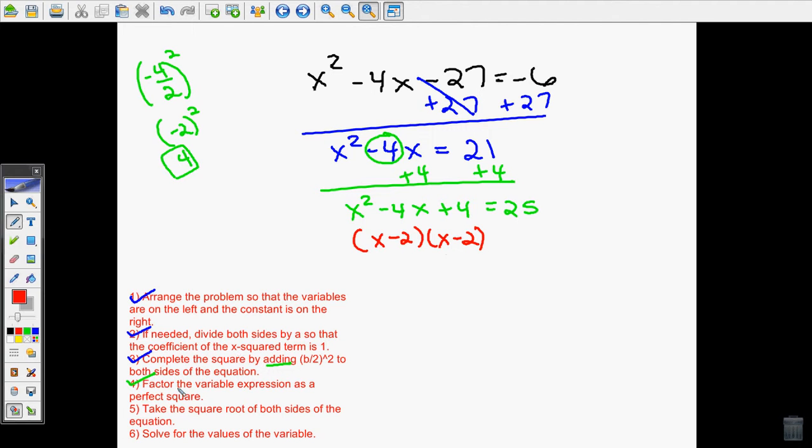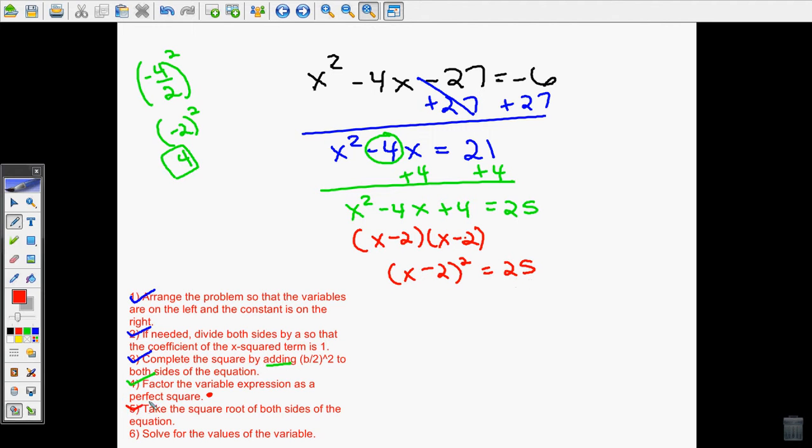So again, what we're doing is we're factoring the variable expression as a perfect square. This is a perfect square, and I knew that it was 2 because the square root of 4 is 2. And then I also knew that it was minus because of this minus 4. So I knew I had to have minus 2 to get to minus 4. If it helps you to see that this is a perfect square, this is just equal to x minus 2 squared. So this is all equal to 25.